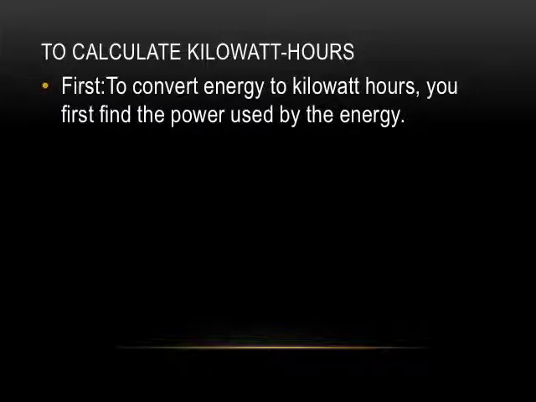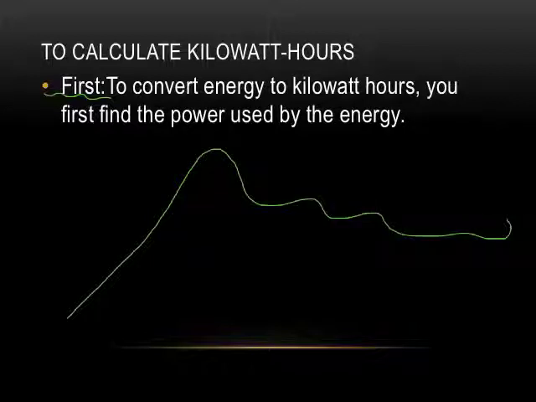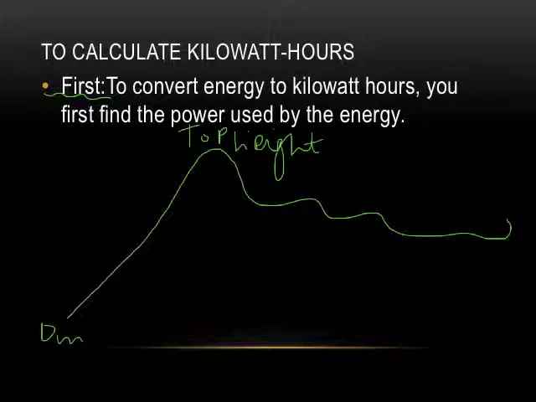First step is to convert energy to kilowatt hours. You must find the power used by that energy. For everybody, it's going to be the energy it takes to get your roller coaster to the very top height on your roller coaster, so from 0 meters to however high your roller coaster is. So that's the first step, to find power.